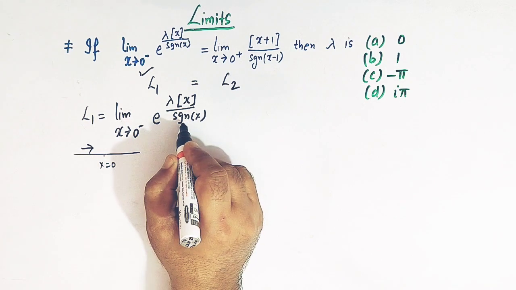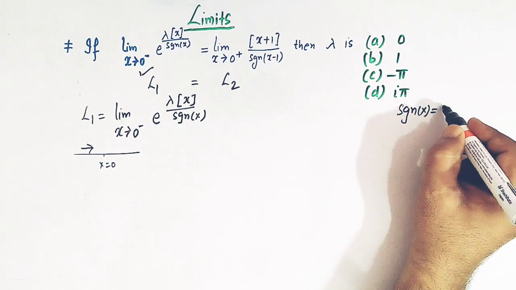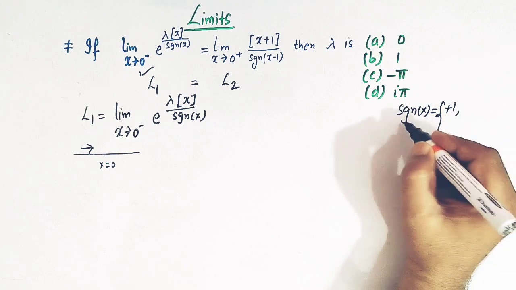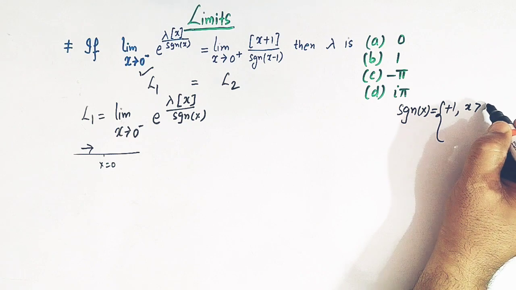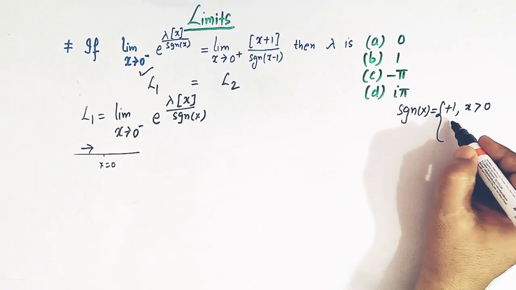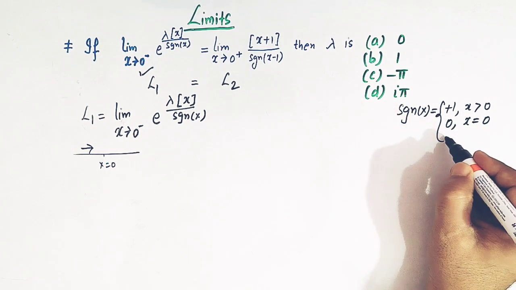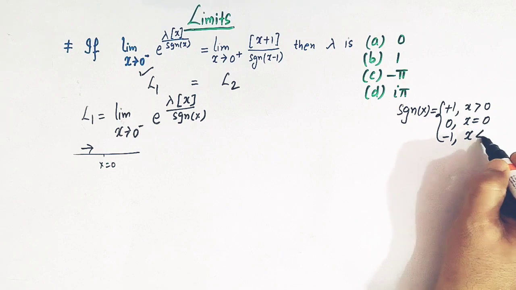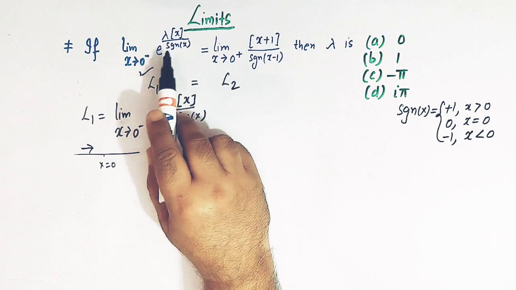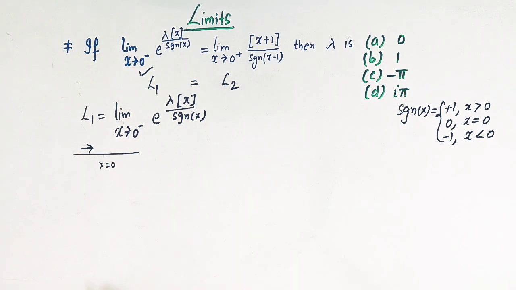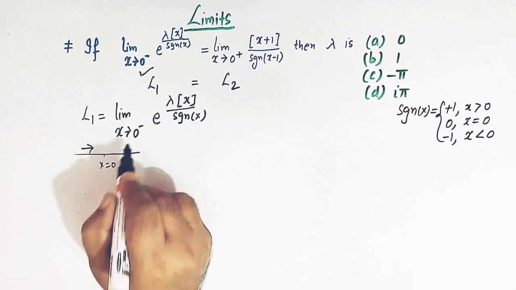Now let us quickly see the definition of signum function. Signum of x takes the value plus 1 whenever x is greater than 0, signum of x is 0 whenever x is equal to 0, and signum of x is minus 1 whenever x is negative. So here we will utilize the definition of signum function. Now here we have x tends to 0 minus, so we have to find the left hand limit.